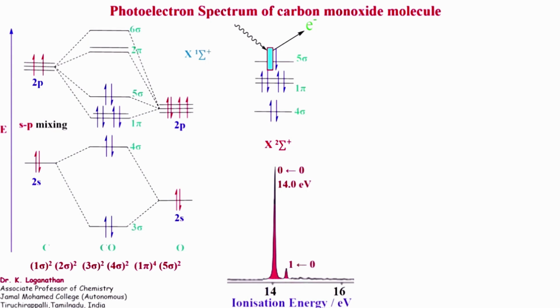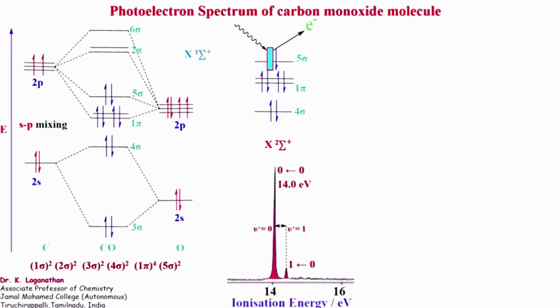The lack of vibrational structure is indicative of little change in the CO bond length on ionization. In such a case, the potential energy curves for the neutral molecule and the cation will look very similar. The difference in energy between the first peak and the second peak corresponds to the energy difference between v equal to 0 and v equal to 1 vibration levels of the X ²Σ⁺ cationic state.